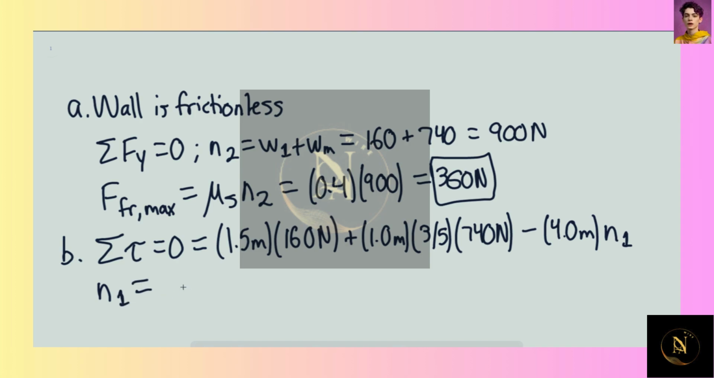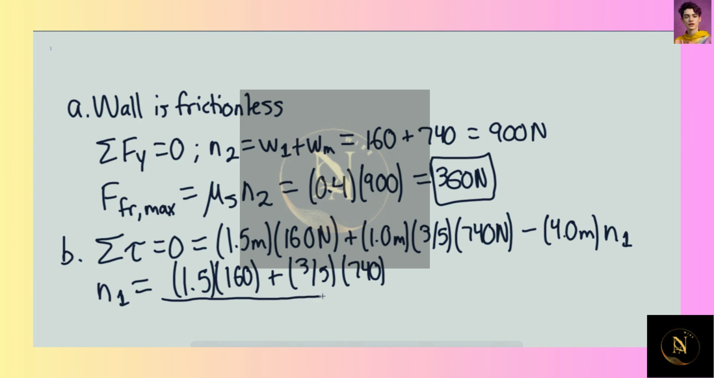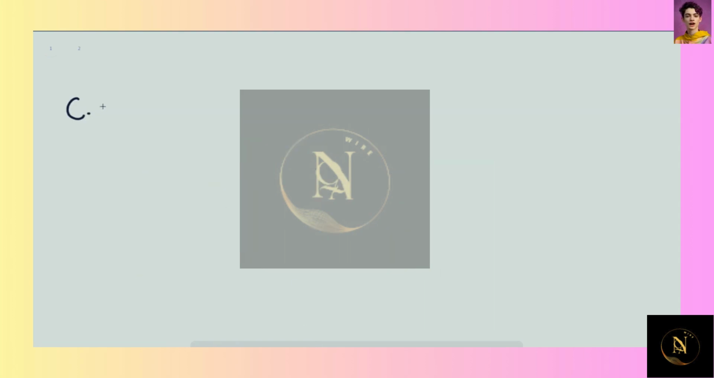So n sub 1 is going to be equal to 1.5 times 160 plus 3 over 5 times 740, and this is going to be divided by 4 meters. And this is giving us 171 newtons. So this would be the magnitude of the normal force between the ladder and the wall. And lastly, we have part C.